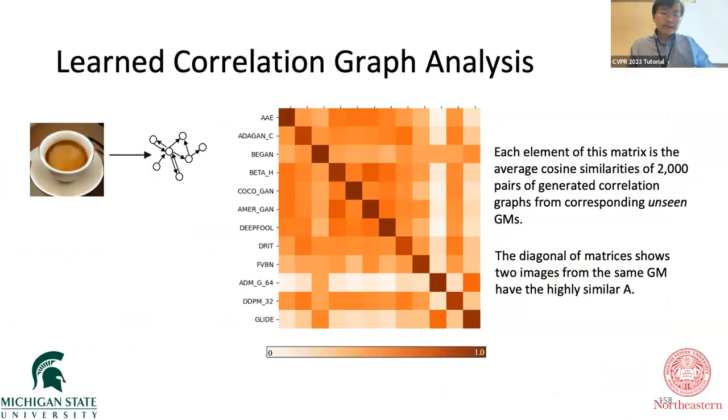Okay, so why does this method work? For example, what we're showing is the average cosine similarity of 2000 pairs of generated correlation graphs from our method. You can see that the diagonal element shows that if I have two images from the same GM, they have highly similar graph correlation, which is the matrix A, okay?